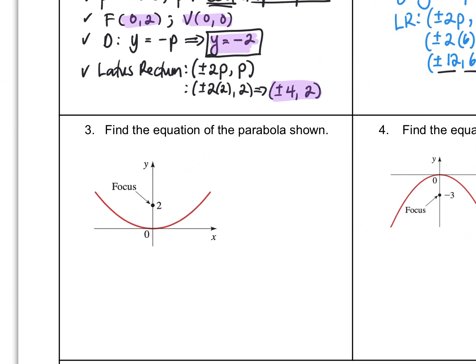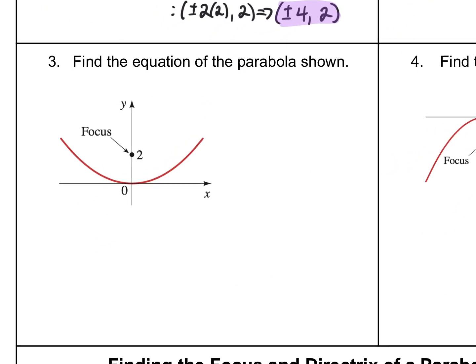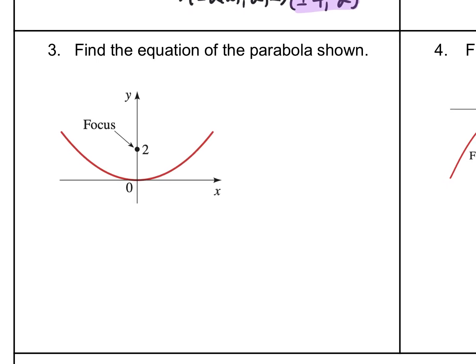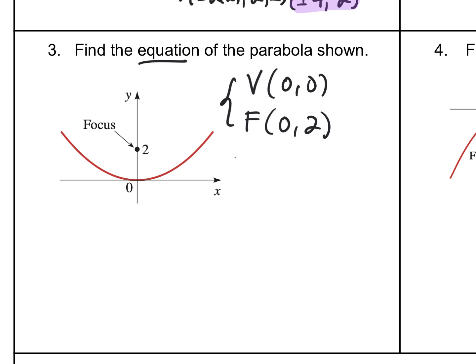Okay, let's try to find the equation of the parabola from the given graph. So we're going to get its vertex. The vertex of this is (0, 0), and the focus F is taken at (0, 2). We are asked to get the equation of this. With this given information, the graph is in the form x squared is equal to 4py.